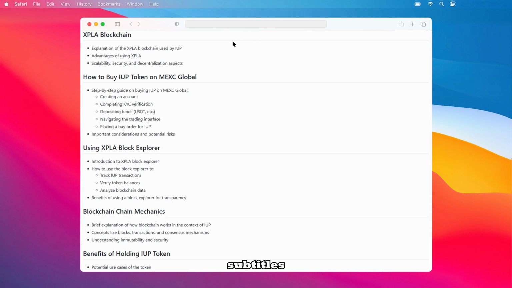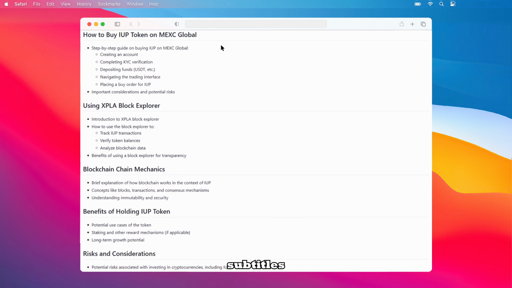USDT is a common option, but check for other supported cryptocurrencies. With funds in your account, familiarize yourself with the MEXC Global Trading Interface to easily navigate the platform. Finally, you'll be ready to place a buy order for IUP tokens. It's also critical to consider the potential risks involved in cryptocurrency trading and do your own research.